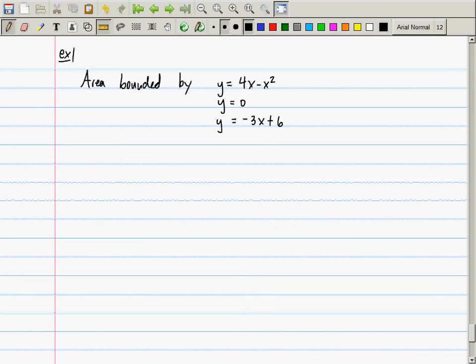Notice that this thing is a parabola. It can be factored quite easily into what? x multiplied by 4 minus x, so it has two roots, 0 and 4. Because this parabola has a negative leading coefficient, it opens which direction? Downward. This is the x-axis; y equal to 0 is the x-axis. And y is negative 3x plus 6 is a line, and it slopes downward. Altogether, this picture looks like so. So we have some parabola.